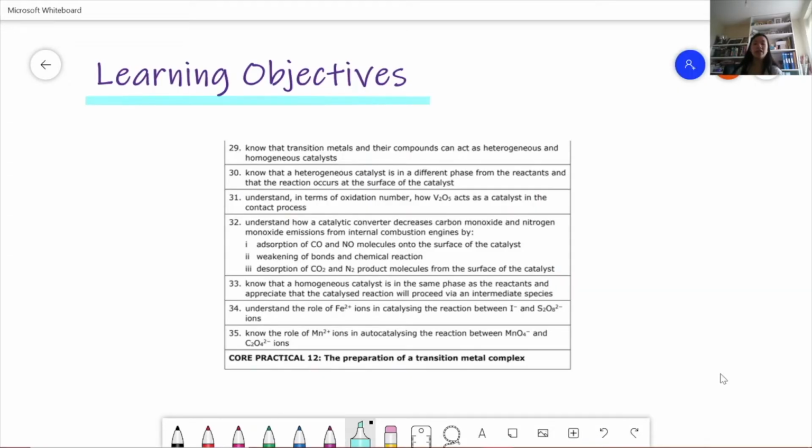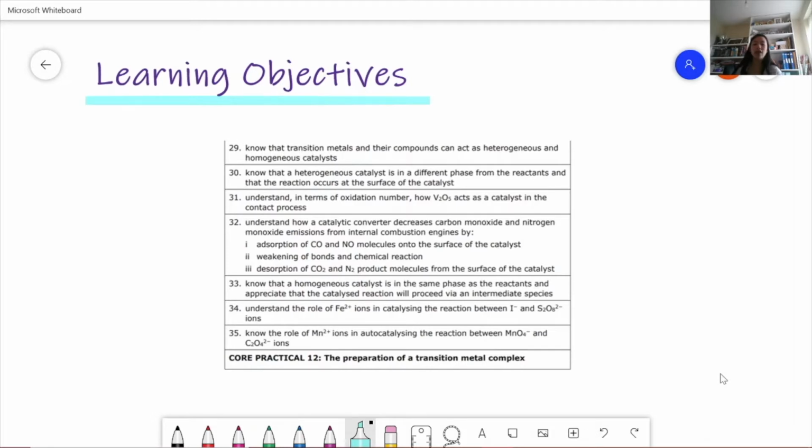Today's learning objectives are to know that transition metals and their compounds can act as heterogeneous or homogeneous catalysts, to know that a heterogeneous catalyst is in a different phase from the reactants and that the reaction occurs at the surface of the catalyst, and to understand in terms of oxidation number how V2O5 acts as a catalyst in the contact process.